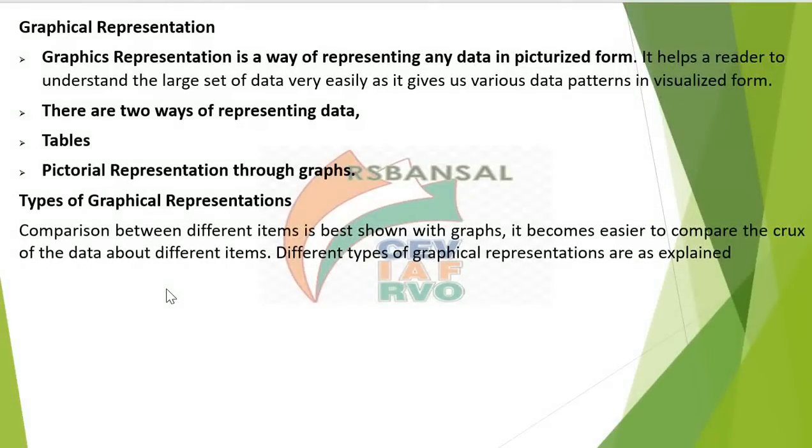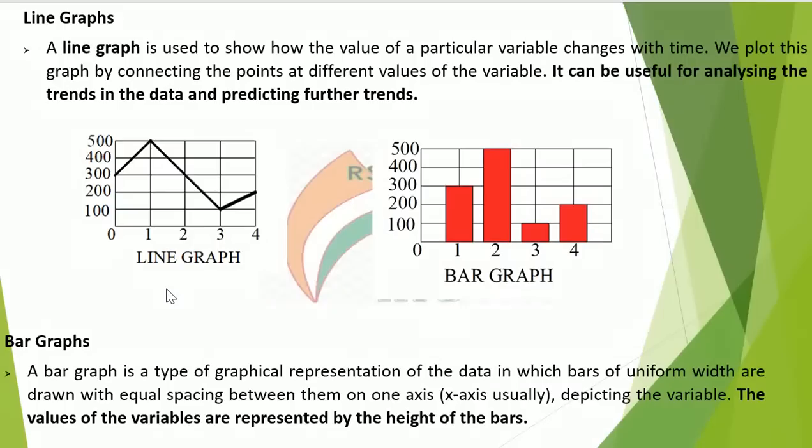So there are different types of graphical representation. With the help of graphical representation, you can compare between different items with the help of a graph. It is easier to compare the crux of the data about different items. Different types of graphical representations are as explained. First type is line graph.